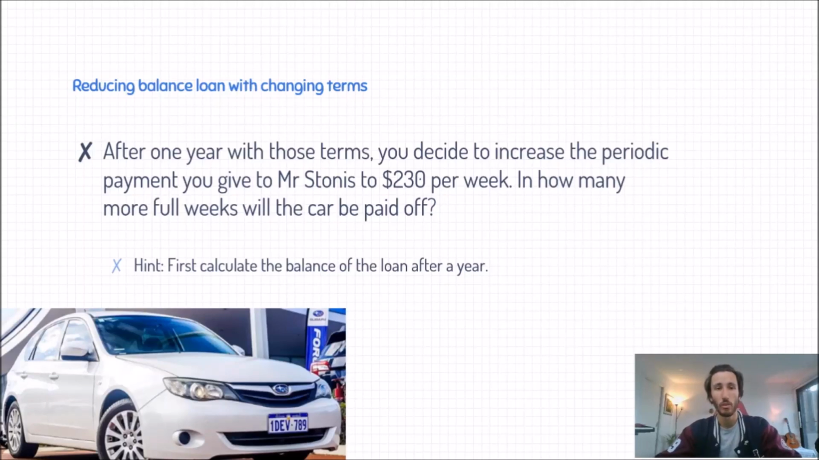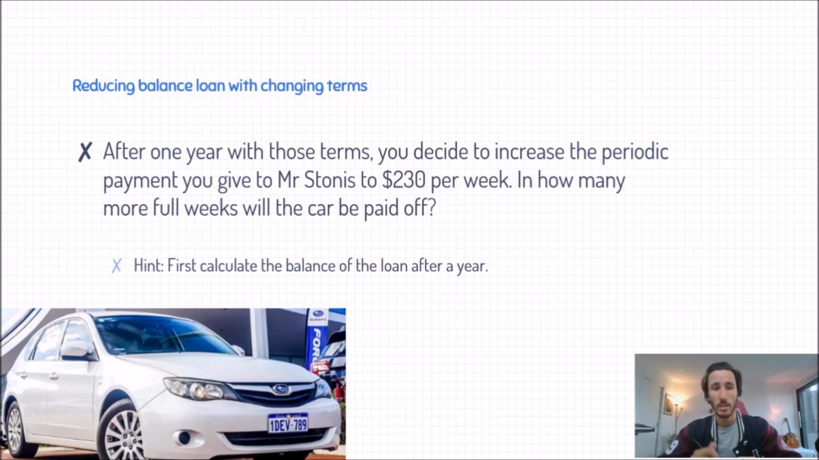Reducing balance loans with changing terms. This is where, after a certain amount of time during the loan, you have some sort of change in the terms. So this might be to the payment amount, to the interest rate, or to the number of periods that you have left to pay it. It could be to any of these terms that you have.